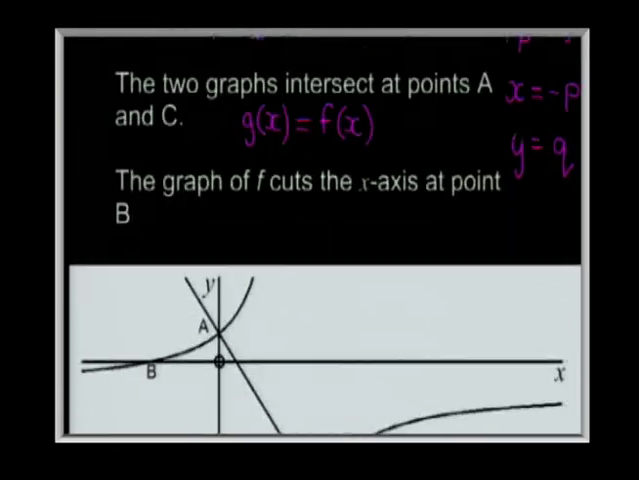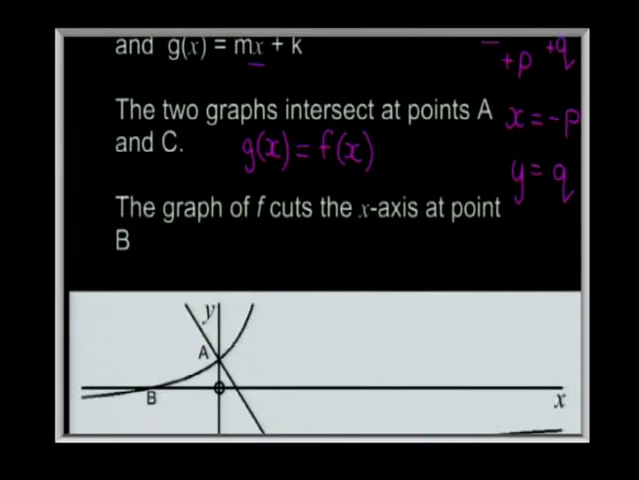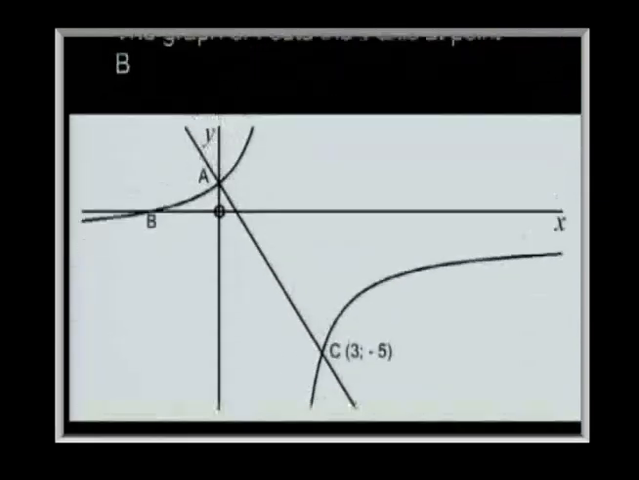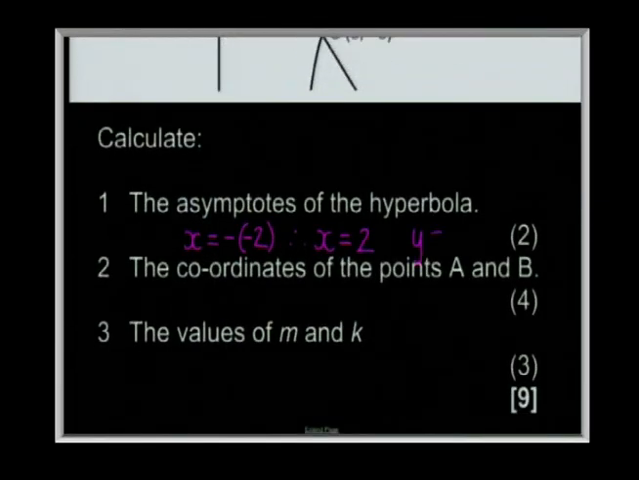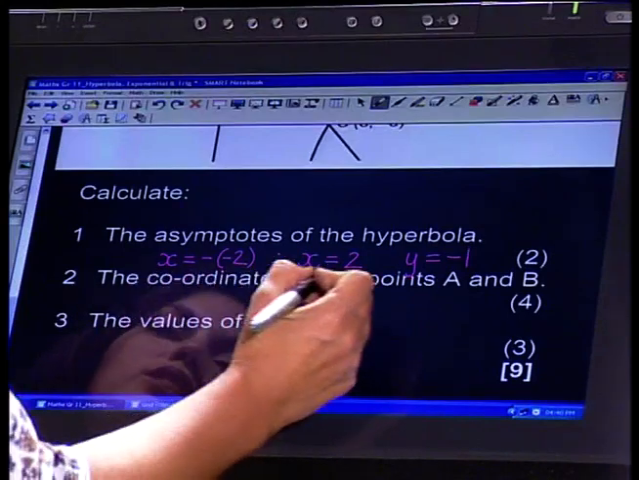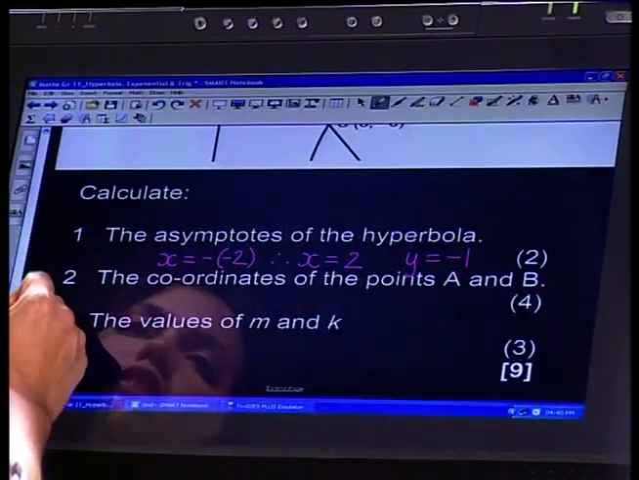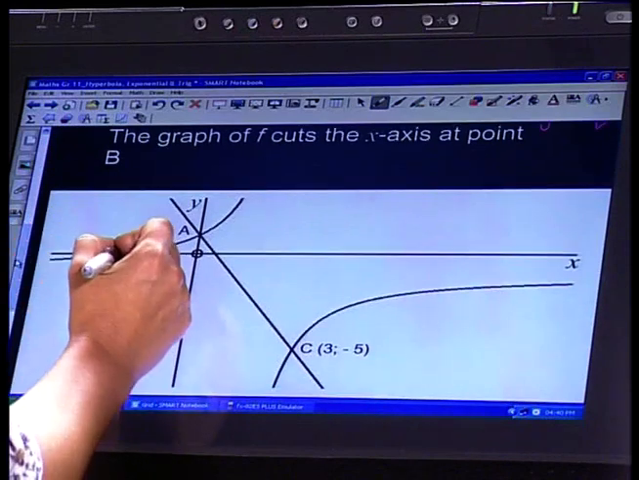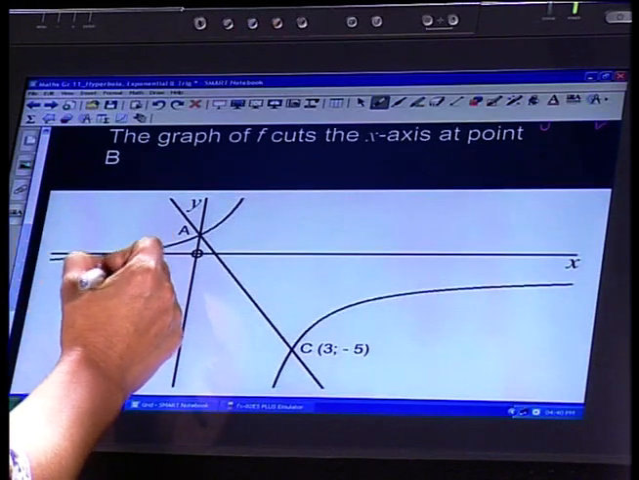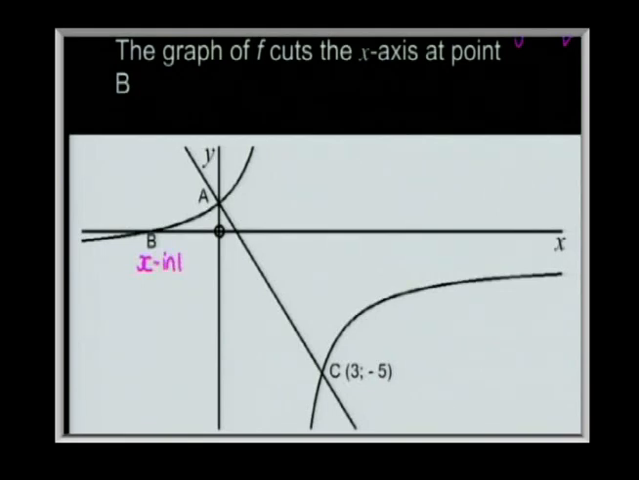Let's do the other asymptote. Now, we said the other asymptote was indicated by our q value, and our q value is minus 1. So y will therefore equal minus 1. Now that we've found the asymptotes, we can move on to the next question. The coordinates of the points A and B. If we look at the diagram, B is our x-intercept of the hyperbola, and A is our y-intercept of both the hyperbola and the straight line.